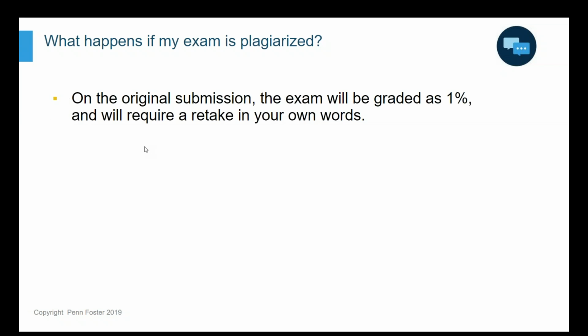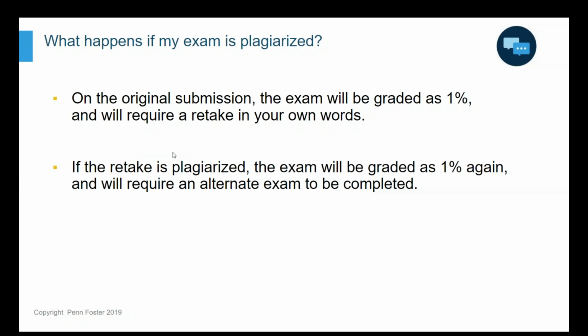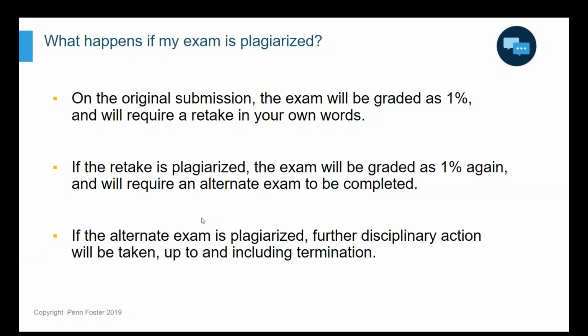So if your exam happens to be plagiarized, a couple steps here. On the first submission, your exam would be graded with a 1% grade, and it will require a retake in your own words. If plagiarism happens again on the same exam, you'll be given another 1%, and now you'll be required to complete an alternate exam. And finally, if this alternate exam is plagiarized, further disciplinary action will be taken up to and including termination.